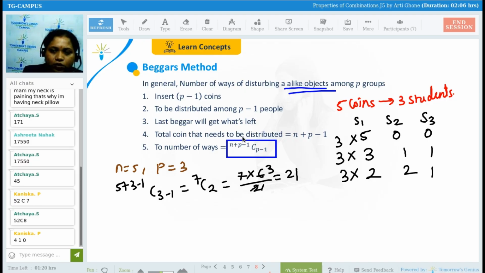Okay. So this is about the beggars method, if you have n and p not equal and alike objects. Obviously, if I am distributing 5 coins that are alike only. Clear? So we have to use this method in alike objects only. Clear? Now with the beggars method, many kinds of combinations arise.